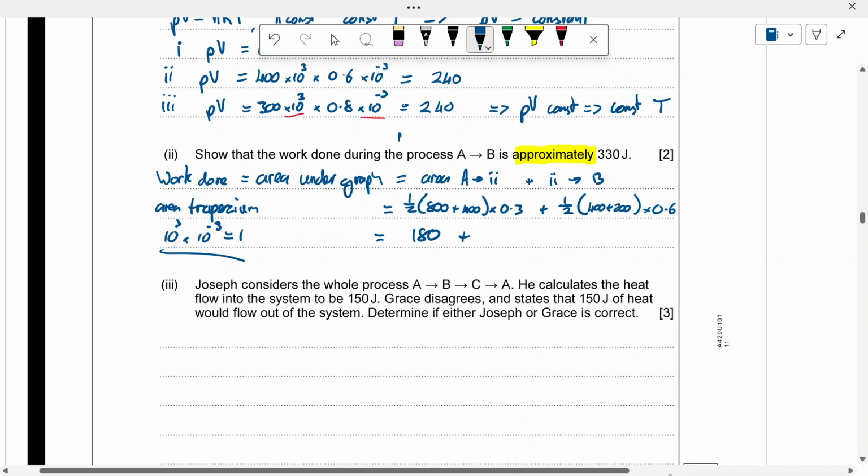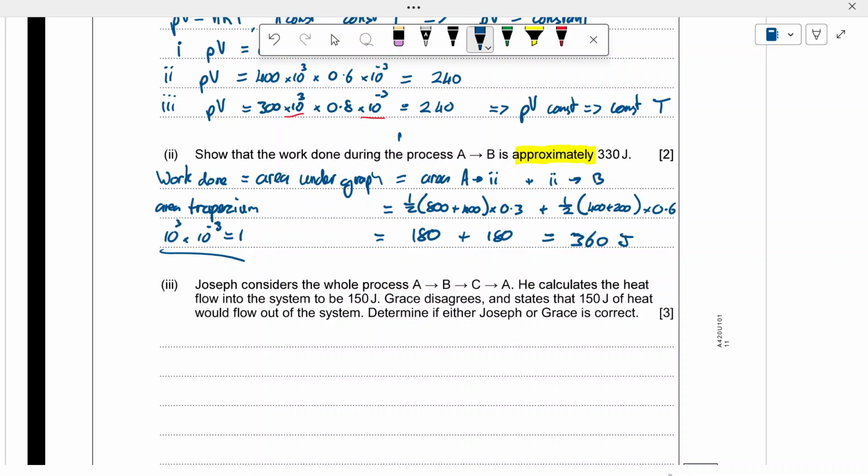180 plus on this other side I've got also 180 equals 360 joules. Is that approximately 330? It's a little more.